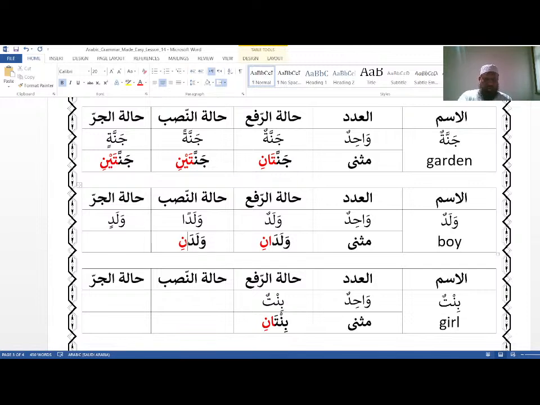In halatul nasb and halatul jar, waladaini.